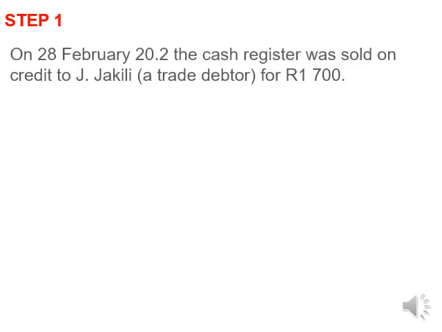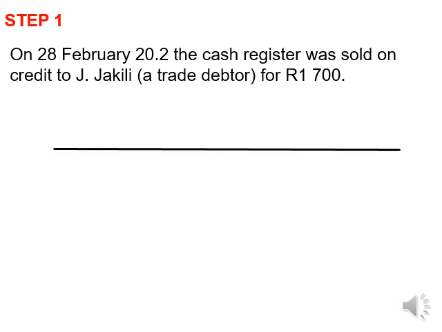Now remember, we need to follow the steps, and it's important that you study these steps and that you know them off by heart. So step number 1 is to update the depreciation on this asset that was sold on the 28th of February 2002 for 1,700 on credit. So we need to draw our timeline so that we can see exactly what happened. And the first thing we notate on this timeline is our financial year, which ended on the 28th of February 2002, meaning that it started on the 1st of March 2001.